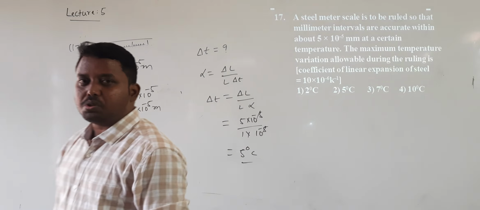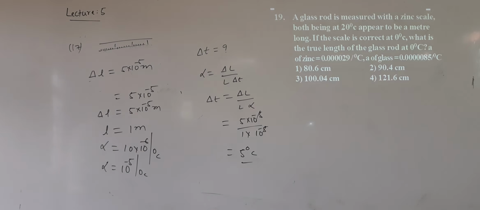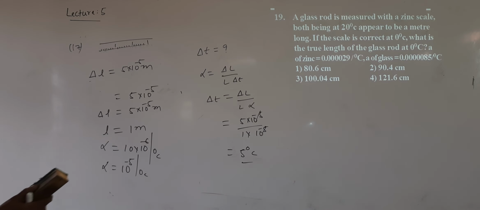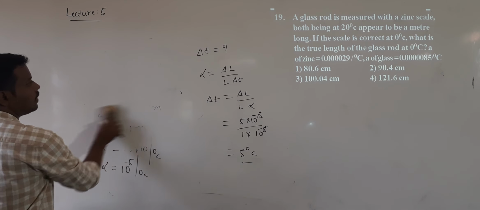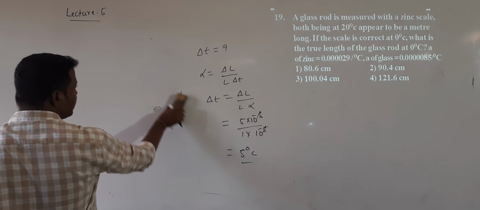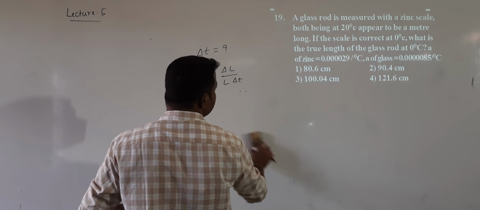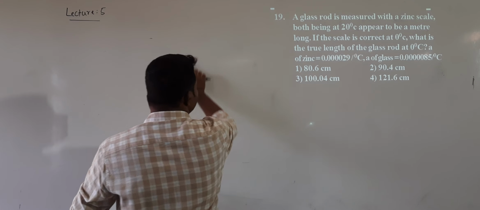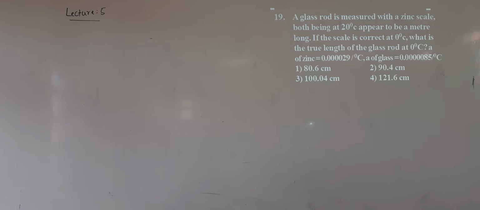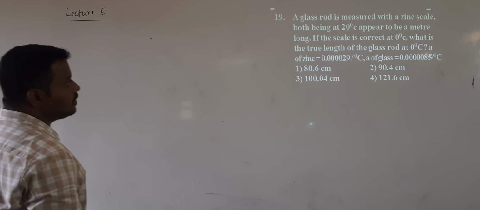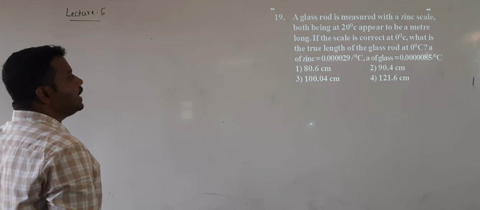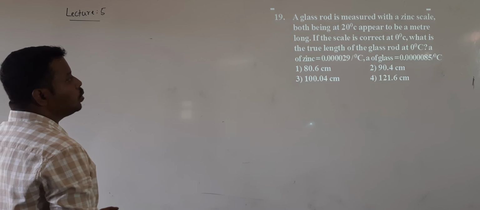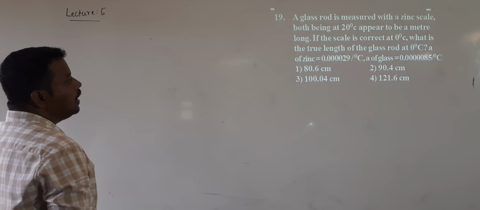This is question number 17. Next, the last question for this class, that is question number 19. So what is this question? A glass rod is measured with a zinc scale, both being at 20 degrees, appear to be a meter long. If the scale is corrected at 0 degrees, what is the true length of the glass rod at 0 degrees?